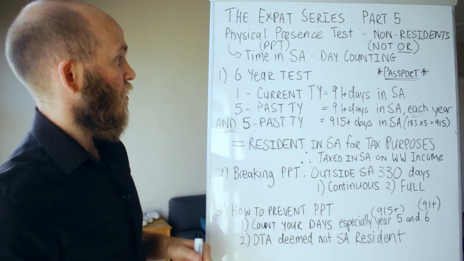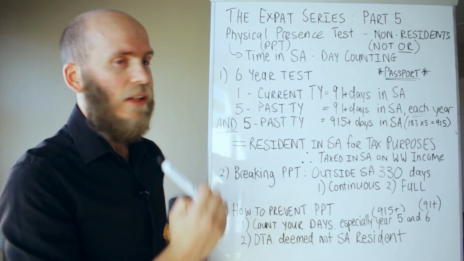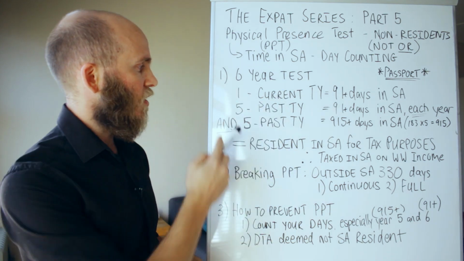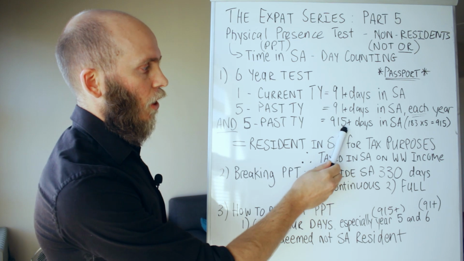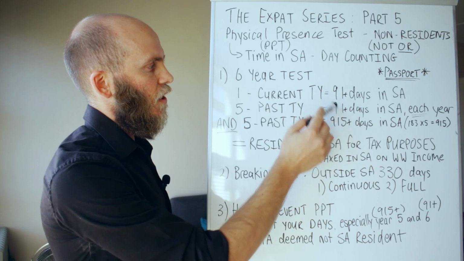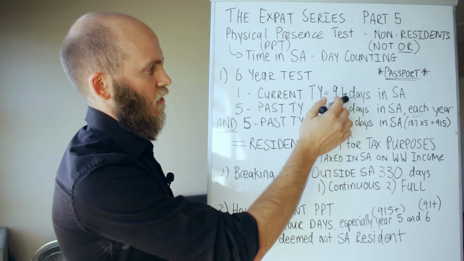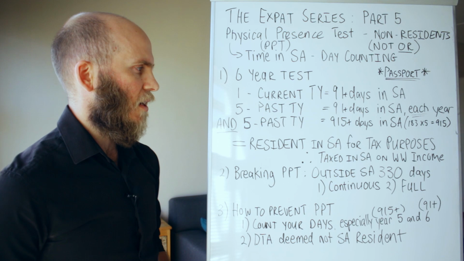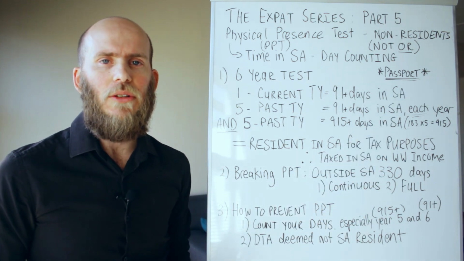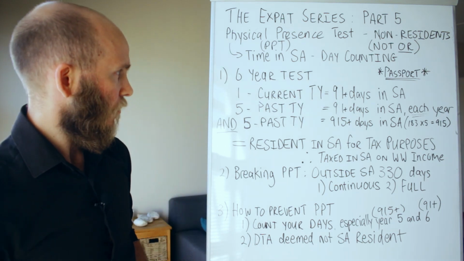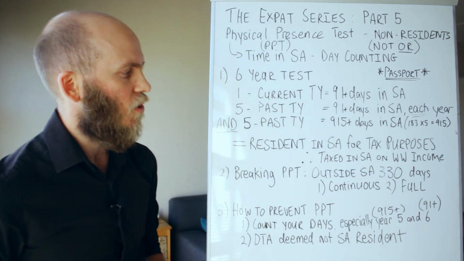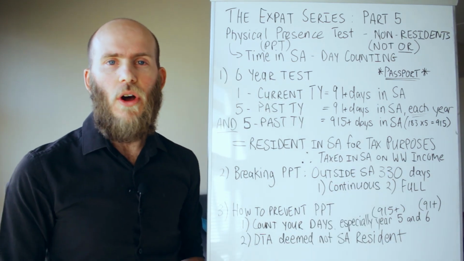But that is it. You literally have to count how many days you are spending in South Africa over a 6-year period, the current tax year and the past 5 tax years, and the total must be more than 915 days. And in each of those 6 years, more than 91 days in South Africa. And normally a person's passport is used to count the days. Now, the scary thing is you actually don't want to be taxed on your worldwide income, especially as a non-resident.